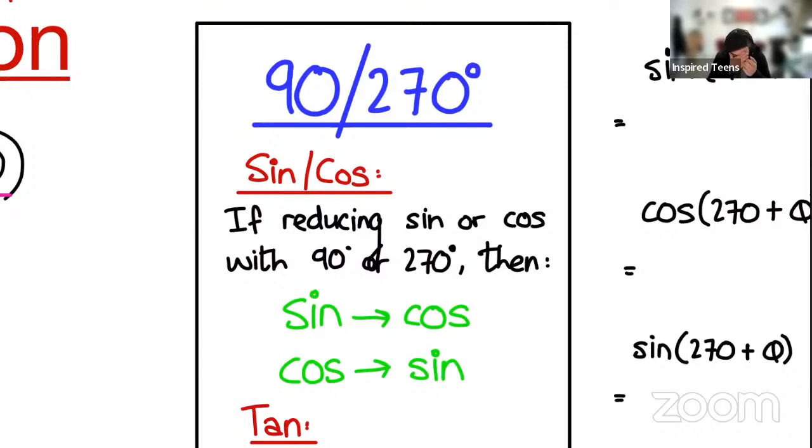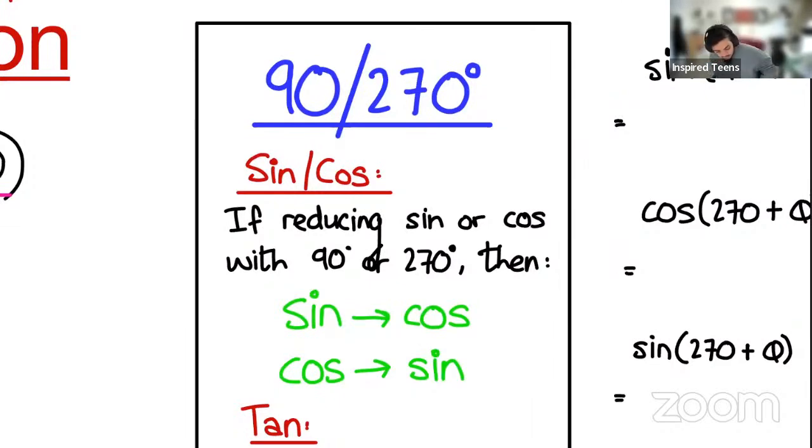We're going to do an example. But when you're working with 90 or 270, I know maybe sometimes certain teachers tell you to stay away from using 90 and 270, but you don't have to, all right? You can. Just 270 normally, but it works exactly like 90. Okay, don't be scared of 270, especially for sine and cos, it works exactly like 90. So again, if reducing sine or cos with 90 or 270, then sine changes to cos or cos changes to sine.